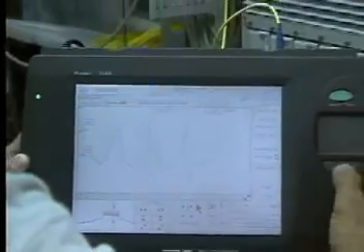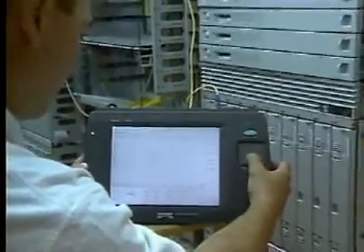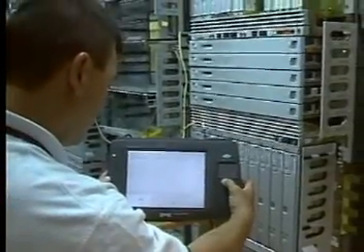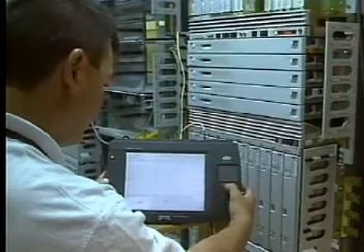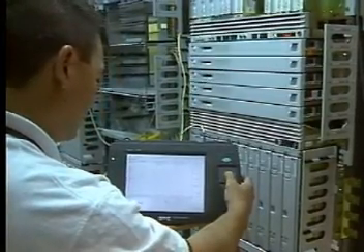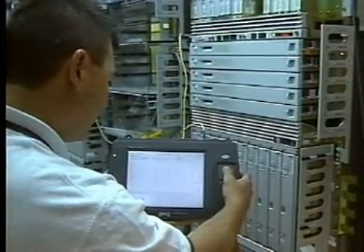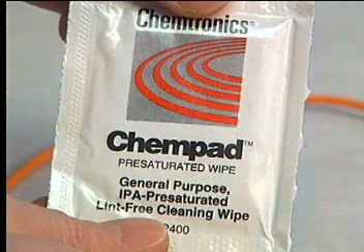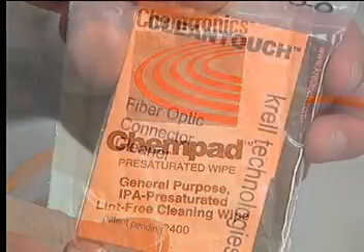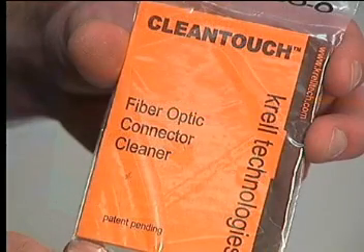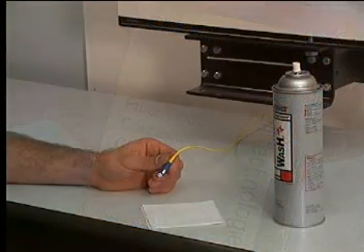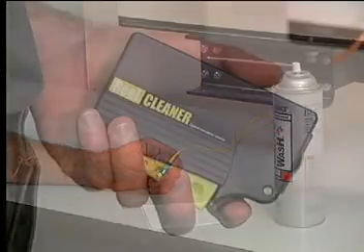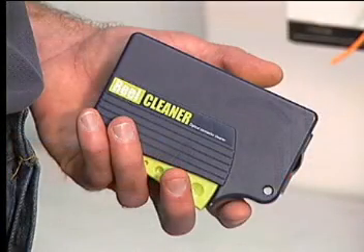DWDM depends on faithful transmission of multiple wavelengths on a single fiber. The contamination can affect certain wavelengths more than others, leading to high bit error rates on some or all channels. As a result, alcohol pads and solutions should never be used to clean high-performance connectors. A number of companies have developed alternative products to safely and effectively clean connector ferrules.